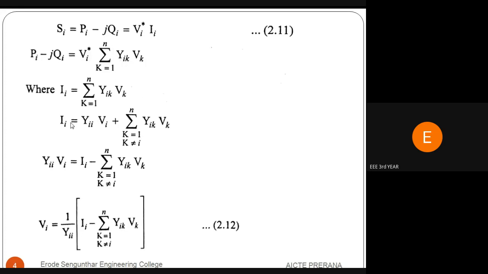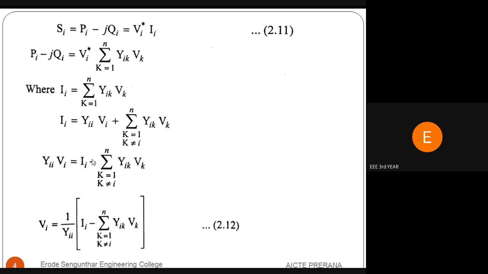Now I am expanding this equation. Ii is equal to Yii, replacing k equal to i. So Ii is equal to Yii Vi plus summation of k equal to 1, k not equal to i, up to n, of Yik into Vk. I already substituted k equal to i.